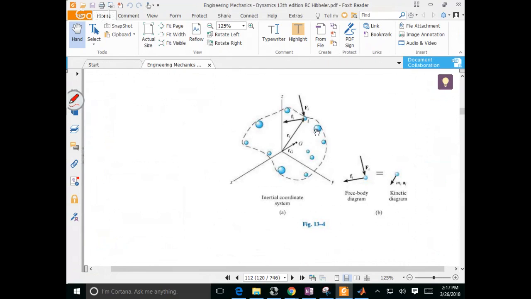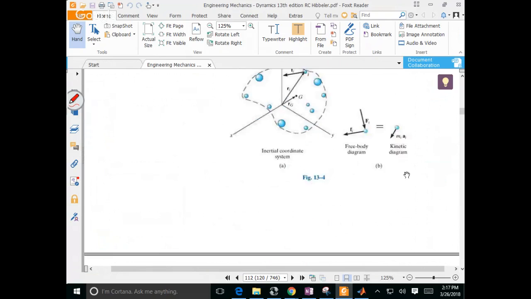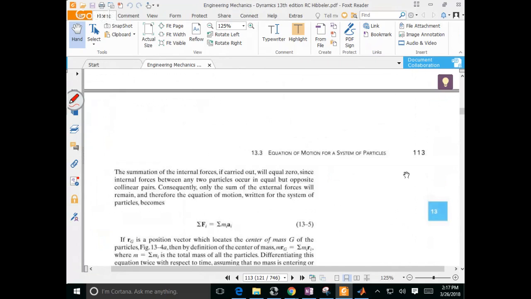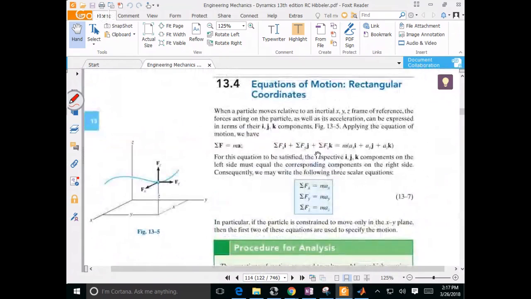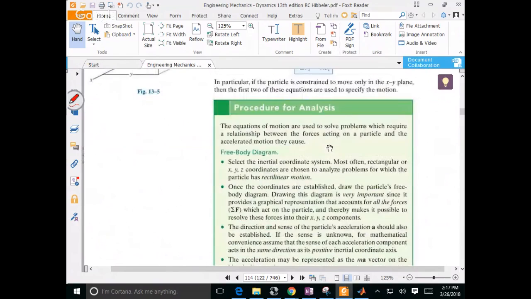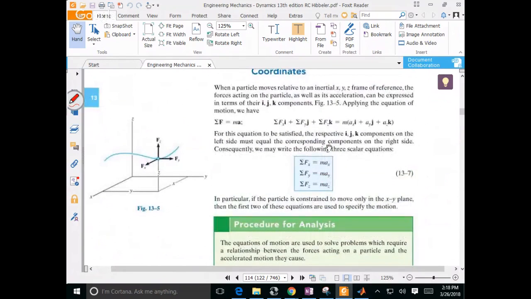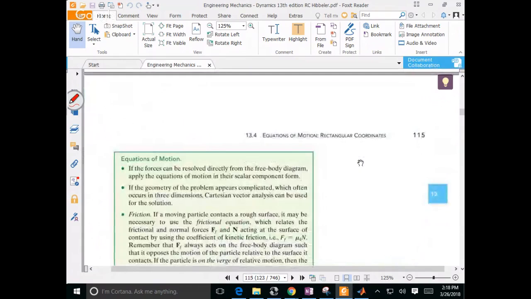But in effect, if these were connected to each other through a rope, there would be a relationship between the accelerations. And we'll look at that later. So here, then, he breaks it into rectangular coordinates along the X, along the Y, and along the Z. They have to match each other. And then he starts, does he do a problem yet?